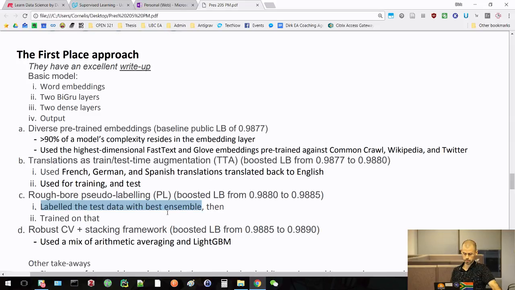Do they label the test data just with their probabilities, like the direct output of their best ensemble, or do they do a thresholding there? Yeah, I don't know. There's another question.